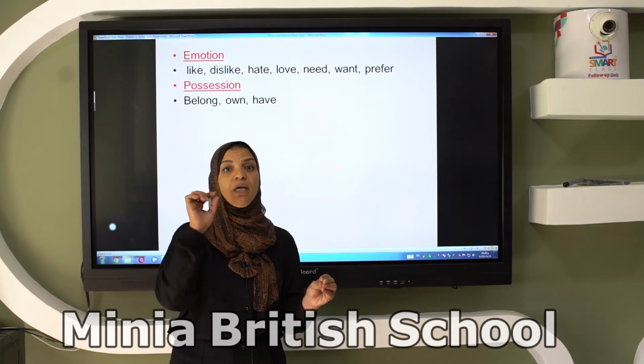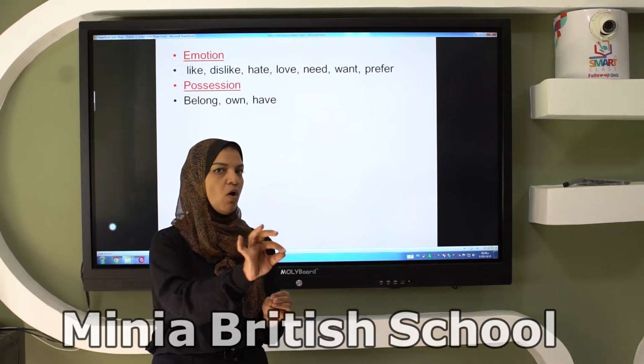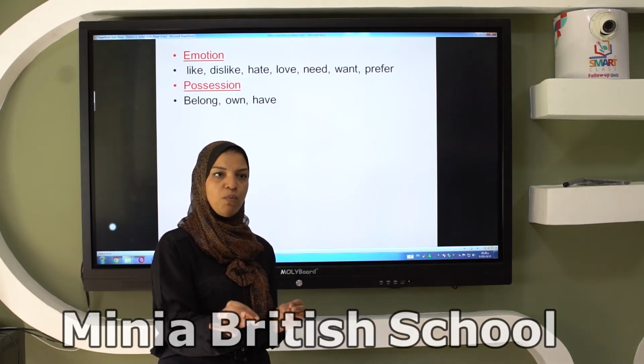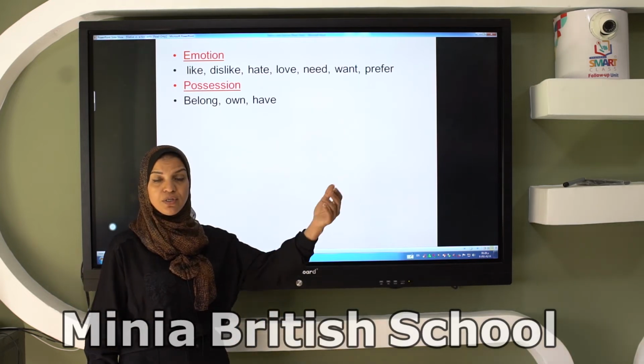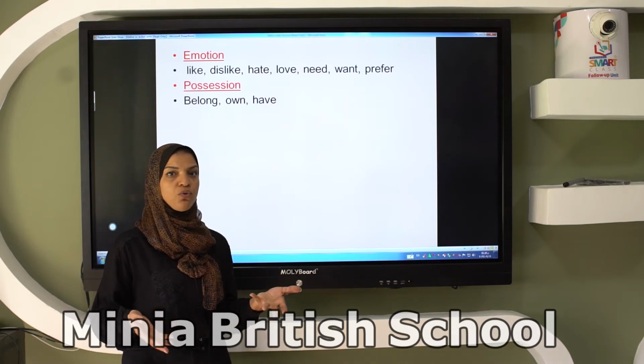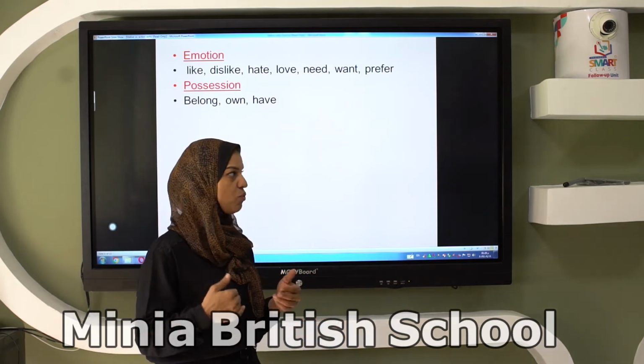For example, you don't say this mobile is belonging, we just say this mobile belongs to Sally. This house belongs to the Foresters. This school belongs to Mr. Taral, and so on.